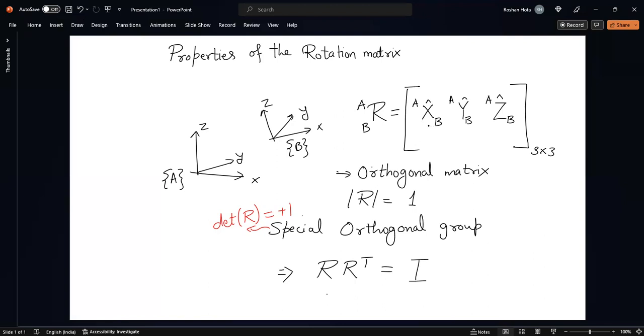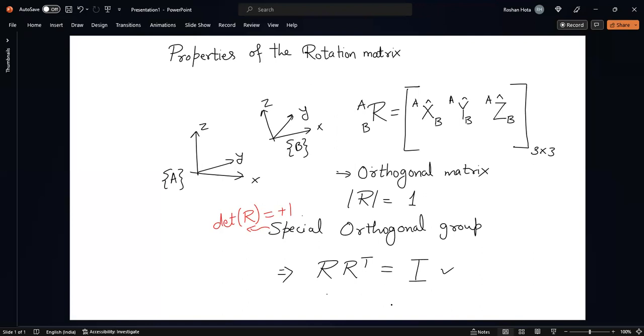anywhere we have the dot product between the same directions like x and x, we'll get a 1, and those will be along the diagonal elements. And wherever we have the dot product between x and y, x and z, y and z, z and x, there we will get 0, right? Because they are perpendicular. So ultimately we'll arrive at the identity matrix. So these are some of the properties of the rotation matrix.